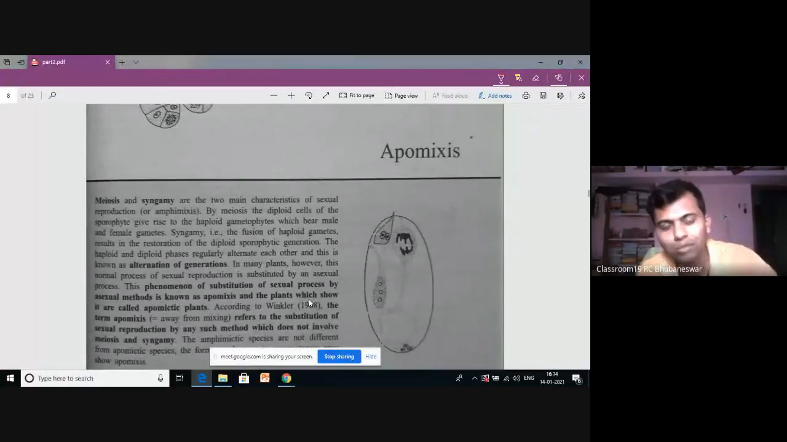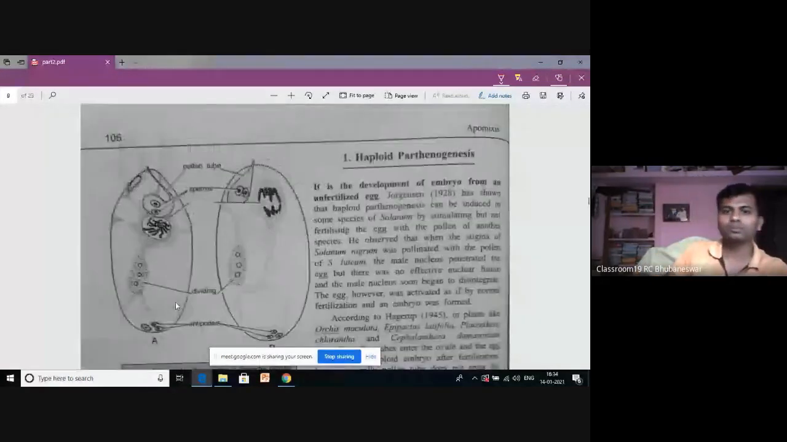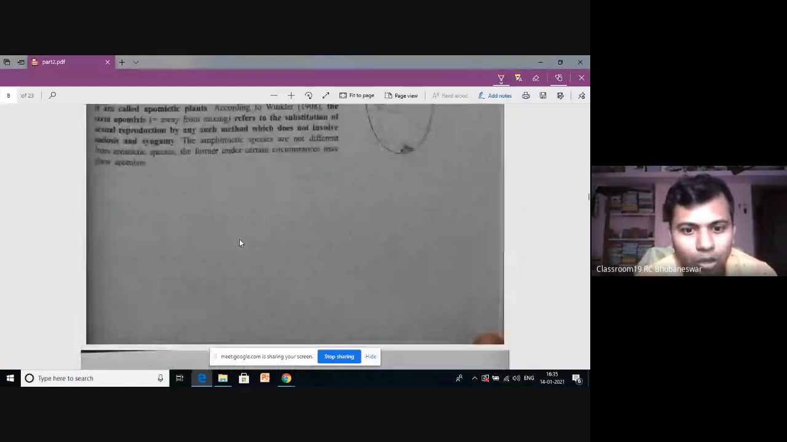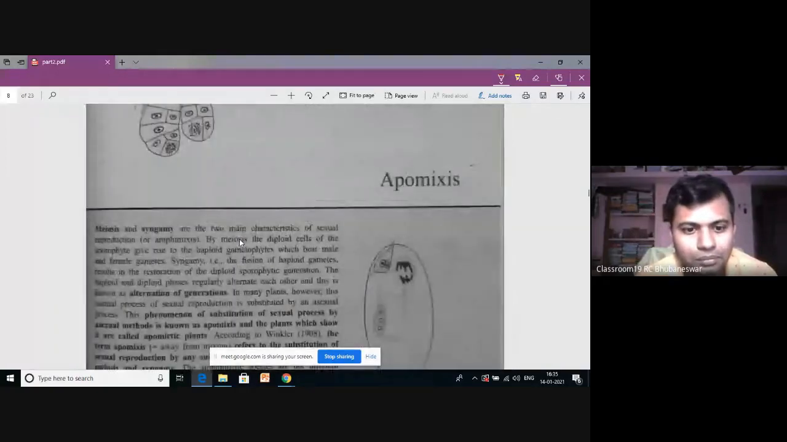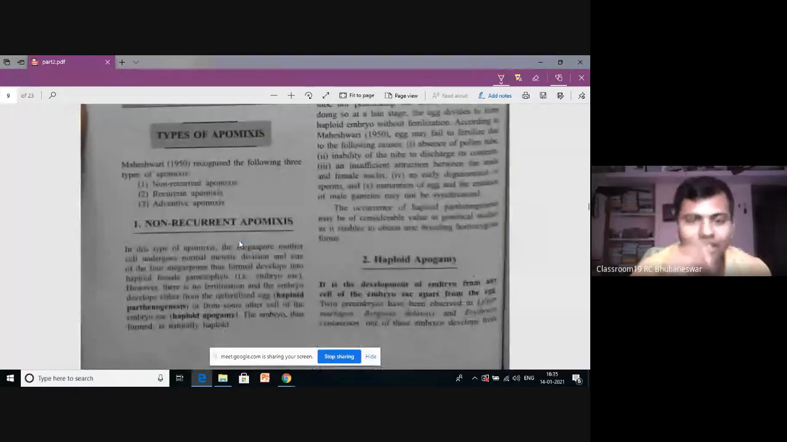Is this plant haploid or diploid? Haploid. Here the embryo has developed, but there is no fertilization. So this is not apomixis.